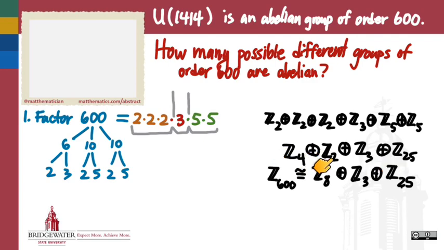Because this 4 and this 2 are not relatively prime. I think the least common multiple here is going to be something like 300, I want to say. And so it'll have an element of order 300, but not an element of order 600. And so there's a difference between these two. But I think we can be even more basic than that.